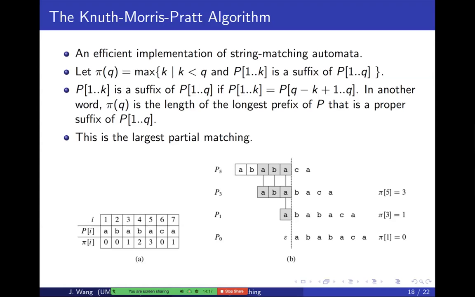Then we can do it in linear time. The only thing that is not ideal is that the pre-processing time of constructing a finite automaton takes m times sigma, where the size of sigma is the number of symbols. Okay. So then the KMP algorithm provides an efficient implementation of the DFA approach without actually constructing a finite automaton.